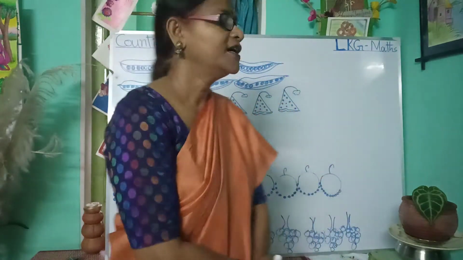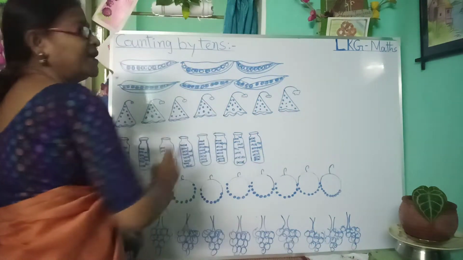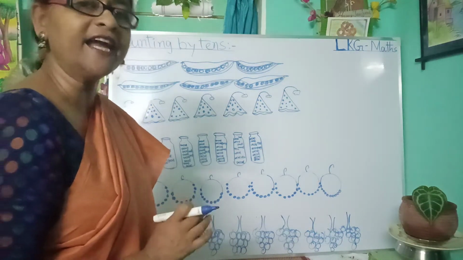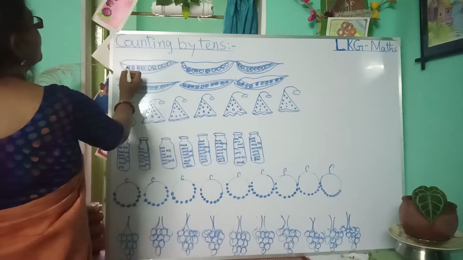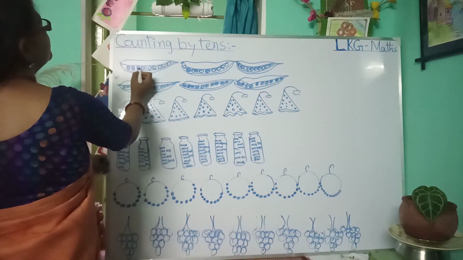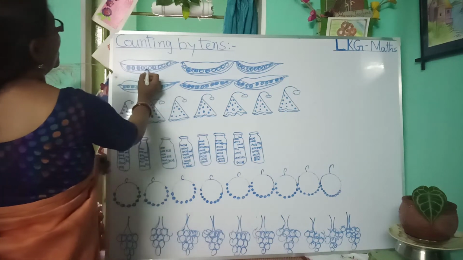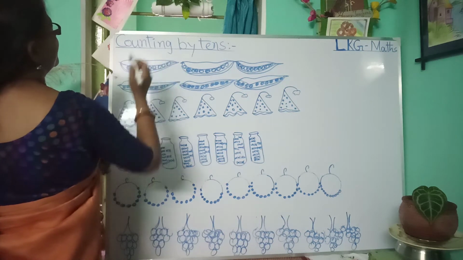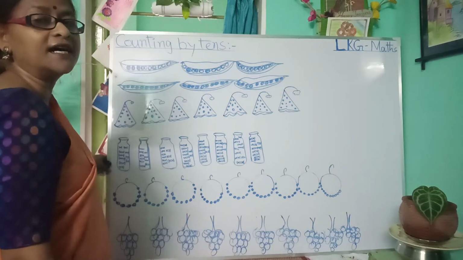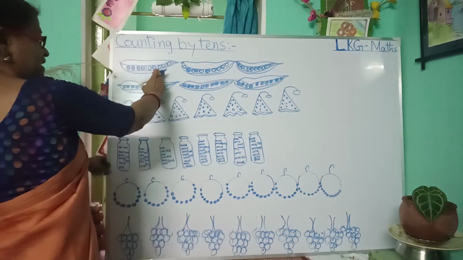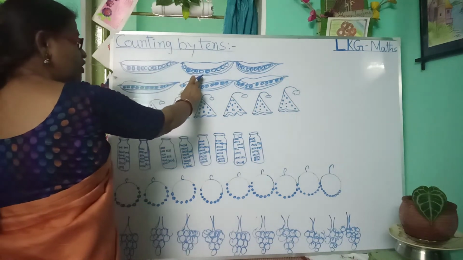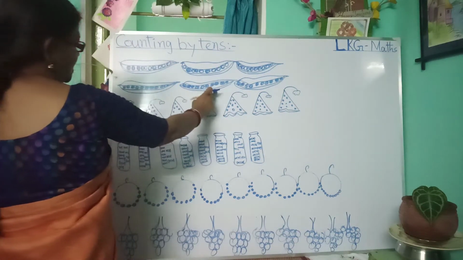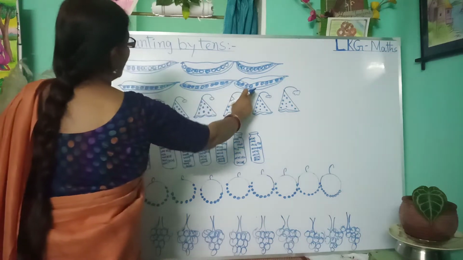Look at the board. I have drawn here some peas. In each pea, there are 10 seeds. Look at the board. 1, 2, 3, 4, 5, 6, 7, 8, 9, 10. 10 seeds are there. Here are 10 seeds. Here also 10 seeds. Here also 10 seeds. And here also 10 seeds.